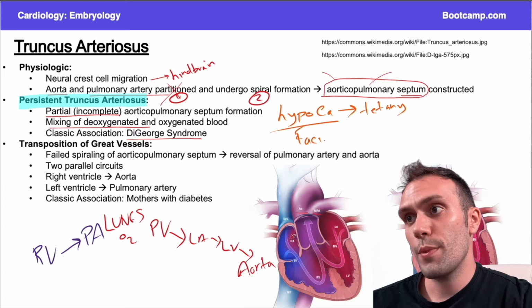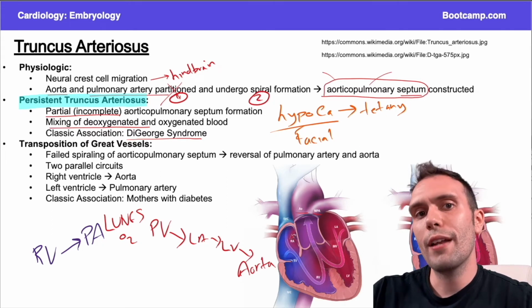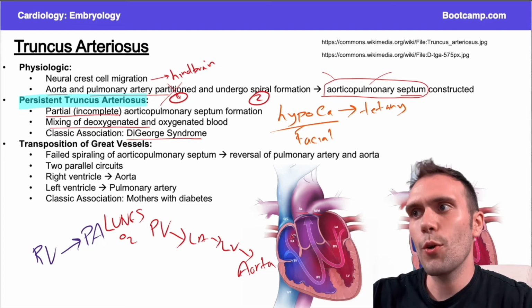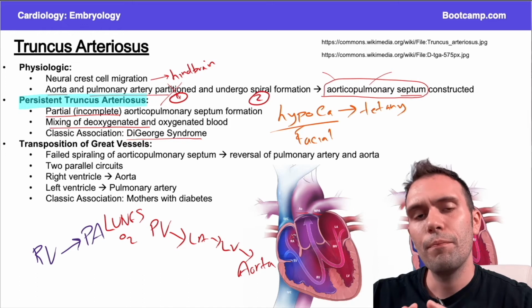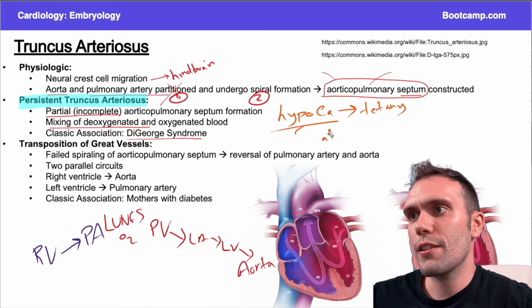Facial deformities would also be very classic. A prominent bridge of the nose or micrognathia, hypoplastic nose deformities are also associated with it. So just facial deformities, cleft lip, cleft palate, those are all very classic for DiGeorge syndrome. So there is a classic association there as well.